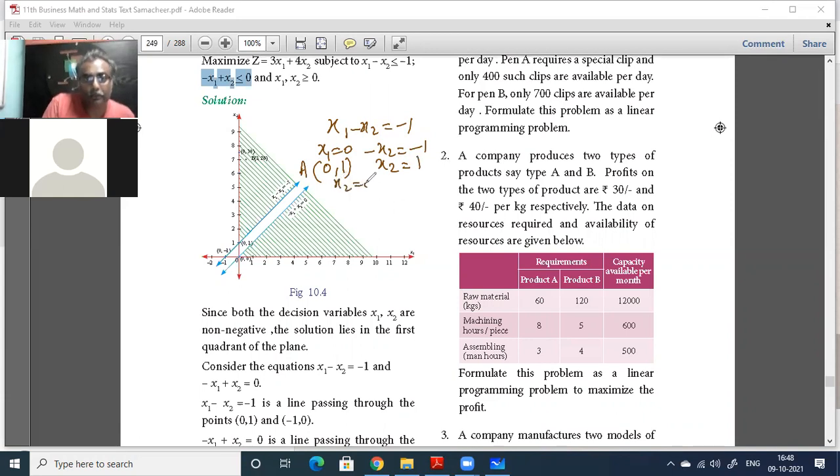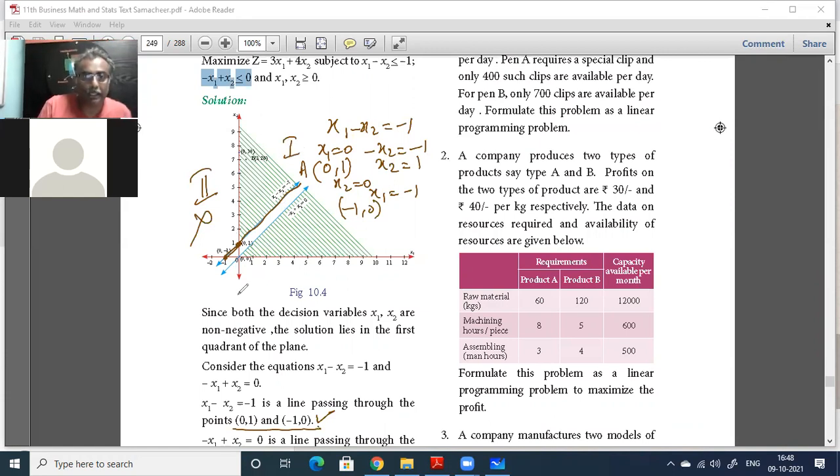Now x2 is equal to 0. That means x1 equal to -1. So that means -1, 0 is the other point. 0, 1 and -1, 0. Now this is a line, 0, 1 is this point, and -1, 0 is this point. So the line is going like this. Okay, it is in the first quadrant, so you must extract it and push it into the first quadrant. This becomes second quadrant, so you can't deal here. Only in the first quadrant you have to deal, because x1 greater than 0 and x2 greater than 0.